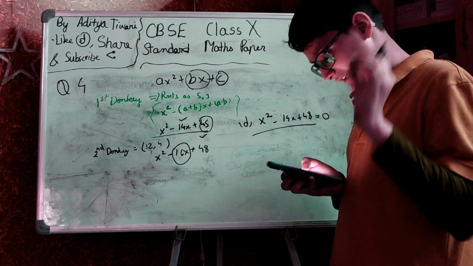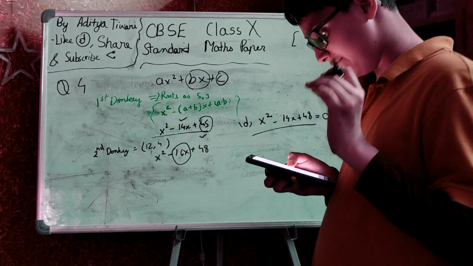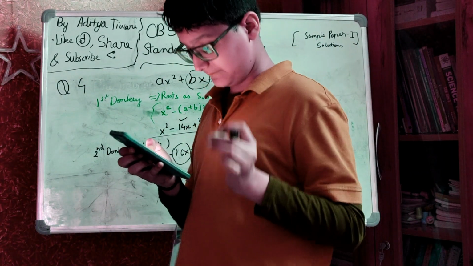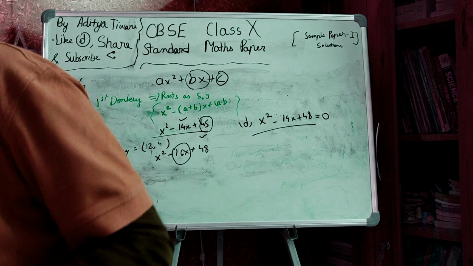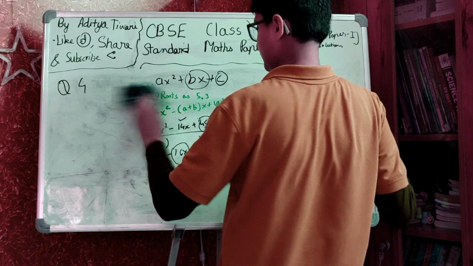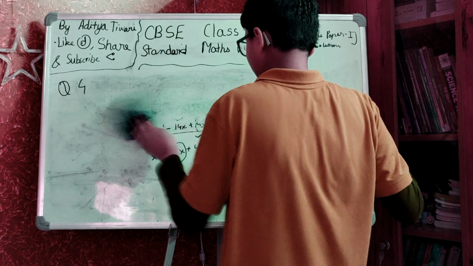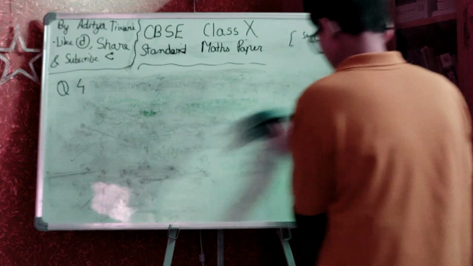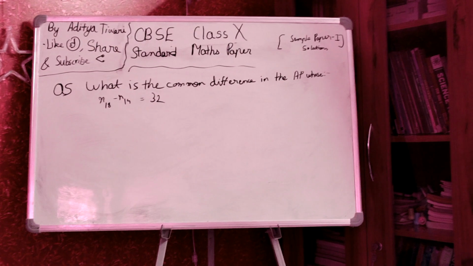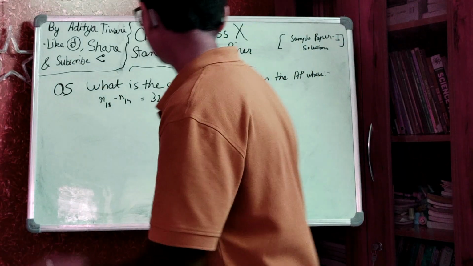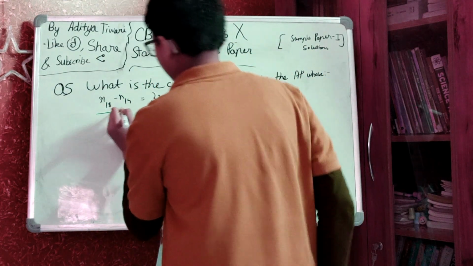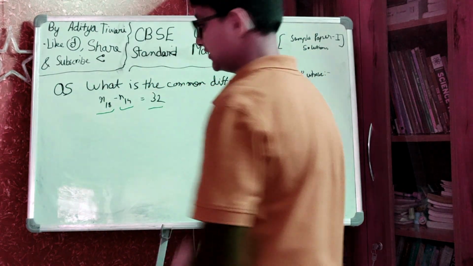What is the common difference of an AP in which the term 18 minus term 14 is equal to 32? Okay. Challenge accepted. Let's solve this question. I'm going to write this question first. Okay, so I have written the question. What is the common difference in the AP whose 18th term minus 14th term is equal to 32?